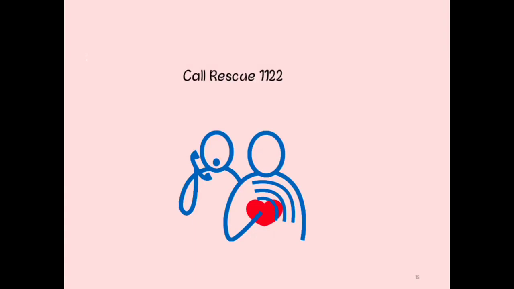Now the next step is call rescue 1122. So call for professional help, that is EMS. It is crucial to activate the EMS, that is the emergency medical services system, as soon as possible to ensure that professional help arrives on the scene. You can call the emergency number in your area and follow the instructions provided by the dispatcher.